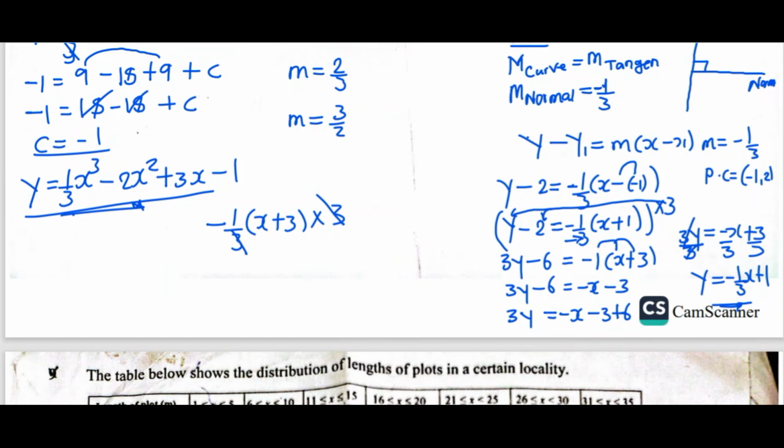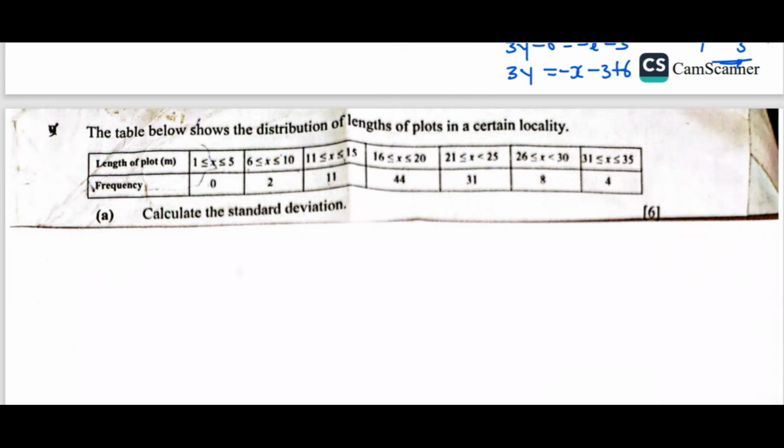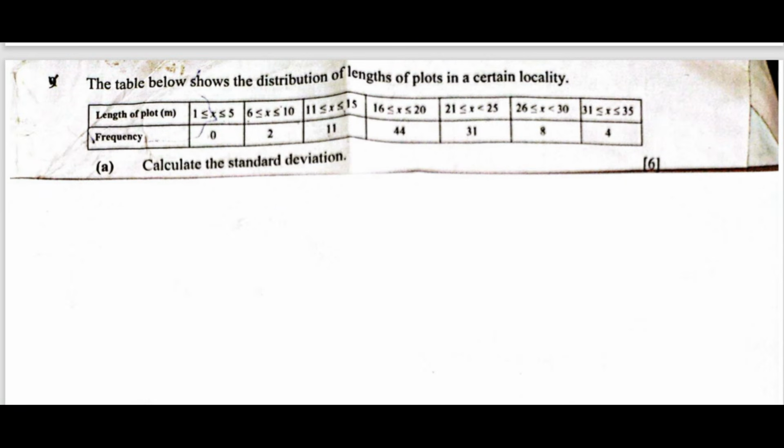Now let's move on to question 9. For question 9, the table below shows the distribution of length of plots in a certain locality. So we have length of plot in metres, then frequency. The first question is to calculate the standard deviation. So we are going to find the standard deviation. We're not going to use the table.